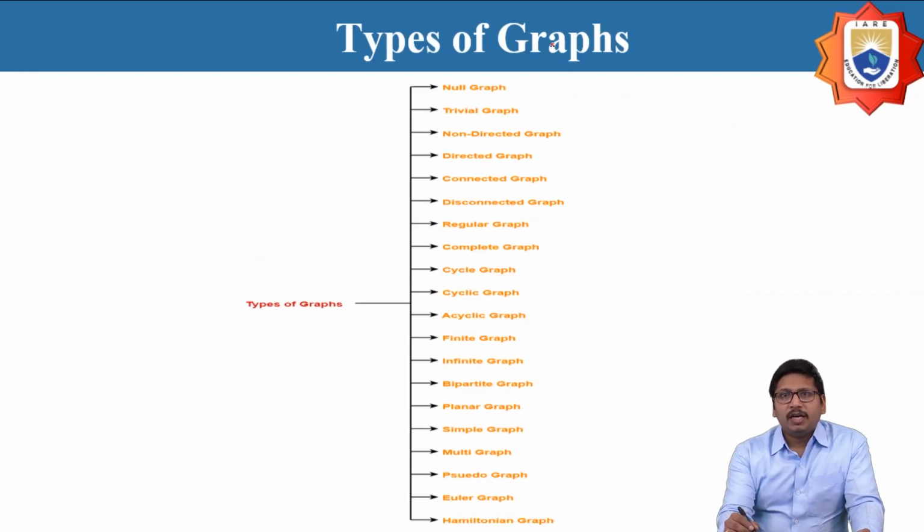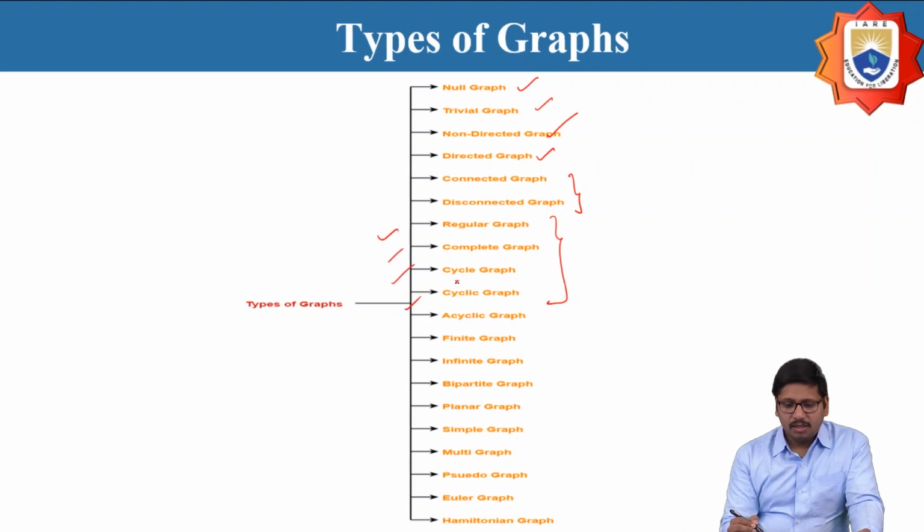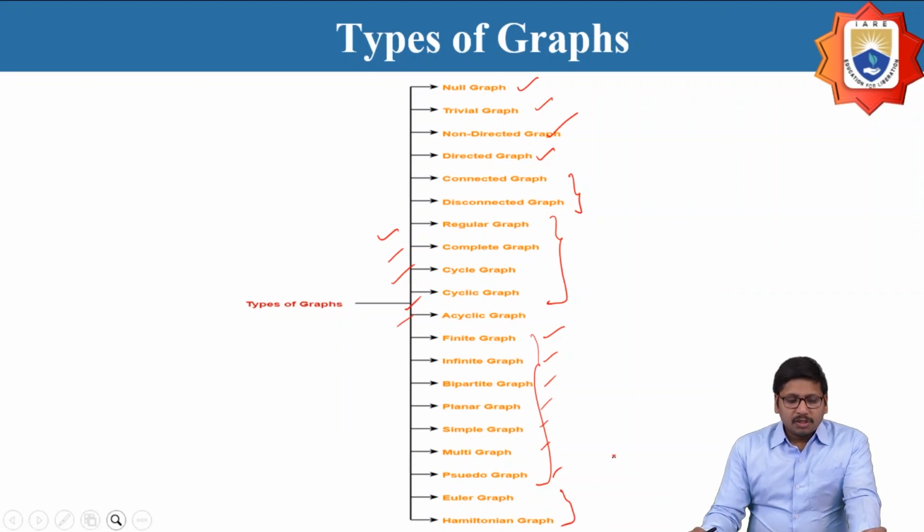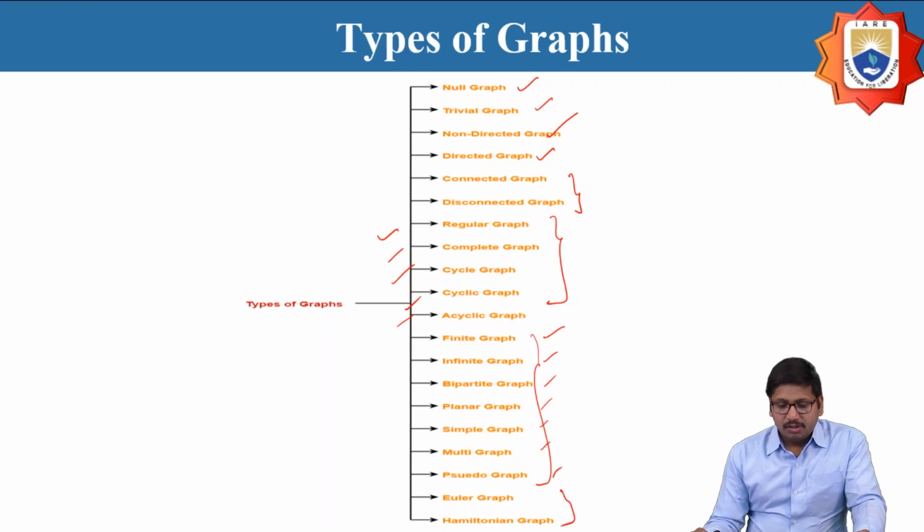So we're going to have different types of graphs, what we can call the null graph, trivial graph, non-directed graph, directed graph, and connected and disconnected graph. And under these will be what we call regular graph, complete graph, and cycle graph, and then cyclic and acyclic graph. And under those will be what we call finite, infinite, bipartite, planar, simple, multigraph, pseudograph, Eulerian, and Hamiltonian graph. These will be the different types of graphs here.